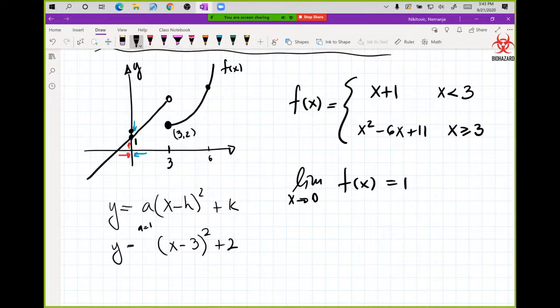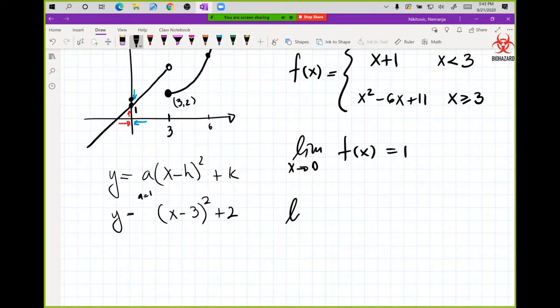But the next situation, limit as x approaches 3 of f of x, is going to be different.